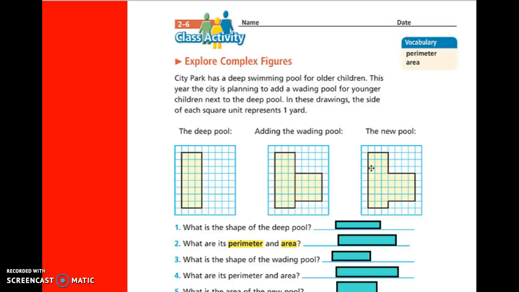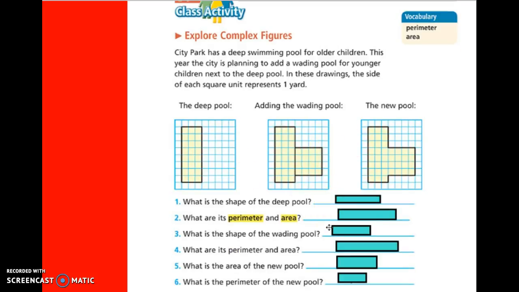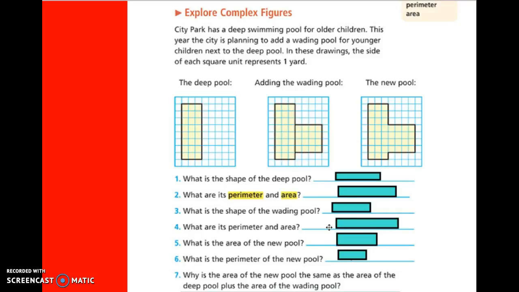So it says, a city park has a deep swimming pool for older children. This year, the city is planning to add a wading pool for younger children next to the deep pool. In these drawings, the side of each square unit represents 1 yard. So we're going to go through and answer a series of questions to help us understand how we can figure out the perimeter and area of these complex figures.